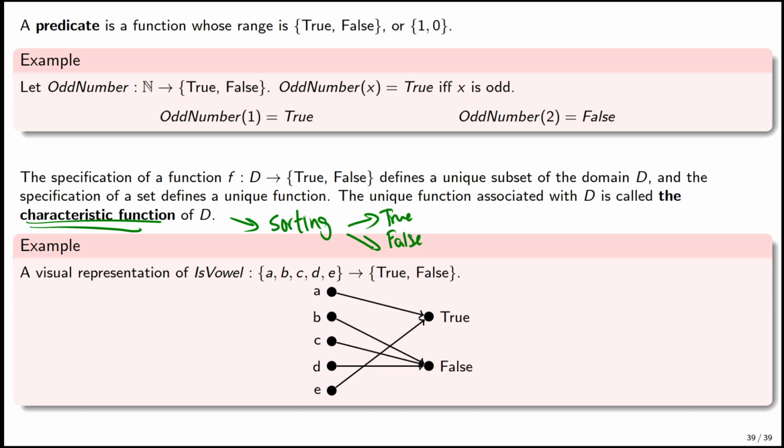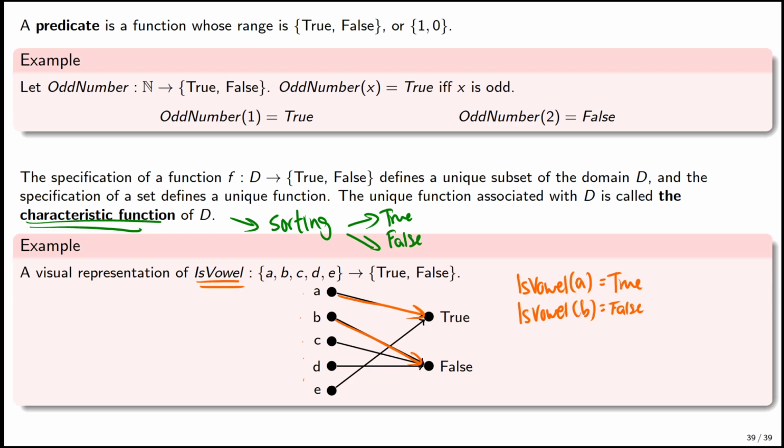An example here is a visual function, is a vowel, and I have 5 letters: A, B, C, D, E. If the element is a vowel, it goes to true. If the element is not a vowel, it goes to false. So for is vowel, I ask myself, what about A? And I see here, A is a vowel, it goes to true, so that outcome is true. What if I apply is a vowel to B? Well, B is not a vowel, B goes to false, so it outputs false. So a characteristic function is just a sorting function that takes things to be true or false.